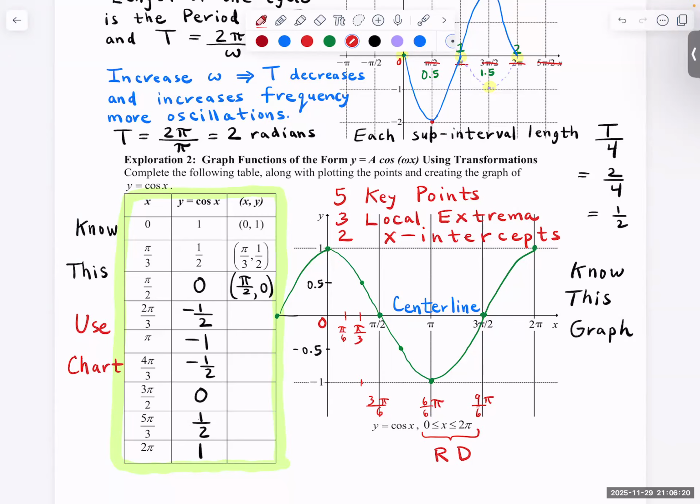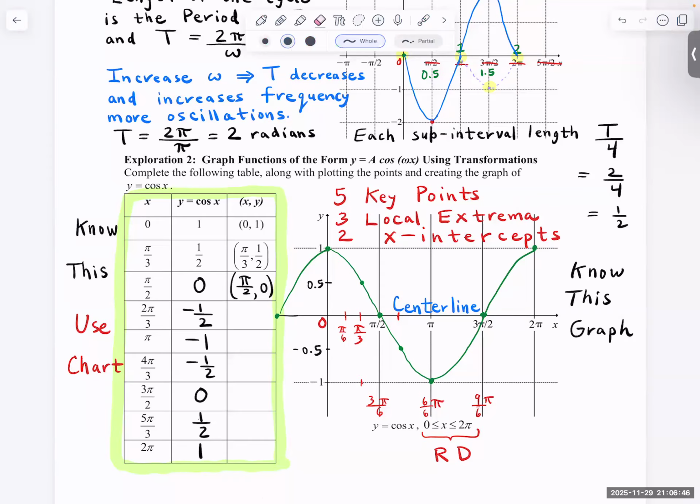Pi over 2 is 3/6. 2 pi over 3 is 4/6. And 4/6 would be one tick mark to the right of pi over 2. So here would be 4/6 or 2/3. And the function value is negative 1/2.